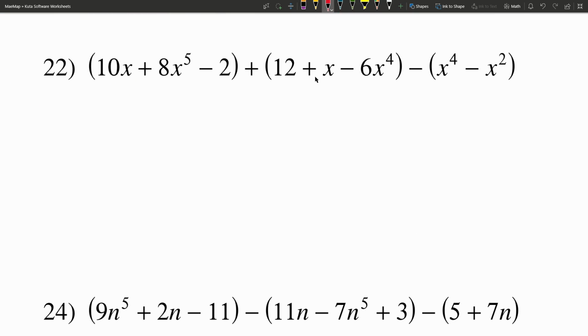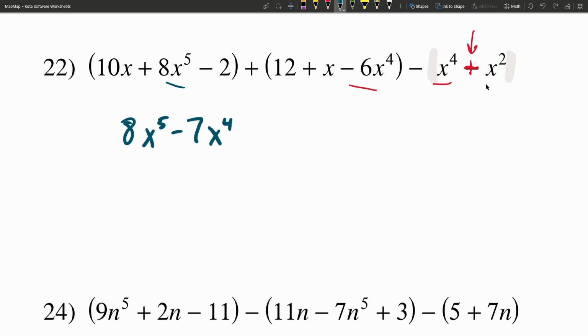For number 22, the only polynomial that's subtracted is this very last one. So I'm going to rewrite this, changing that sign as I get rid of my parentheses. This becomes addition. So now we're ready to combine these terms. Our highest degree is x to the fifth, which occurs only once. So that's 8x to the fifth. Our next highest degree is x to the fourth, which occurs here and here. We have a negative 6x to the fourth minus an x to the fourth. That's a negative 7x to the fourth.